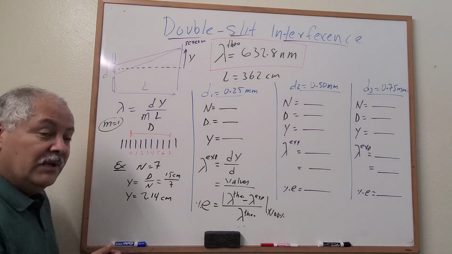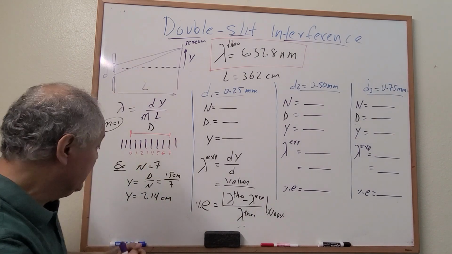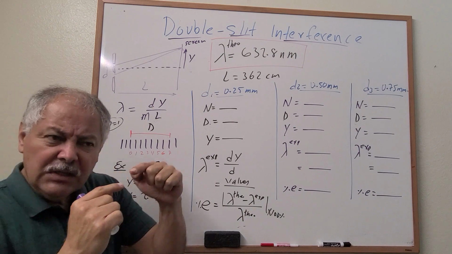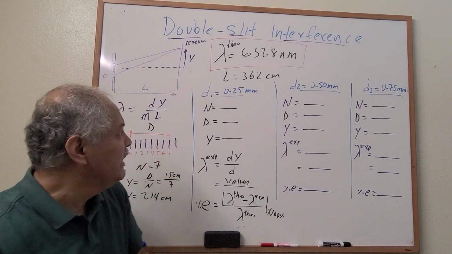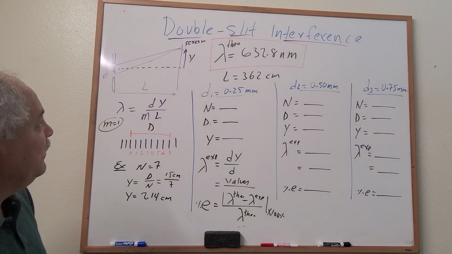So y, the distance between two fringes, is going to be 2.14. If we're looking for the distance between two fringes, like in this case, m is going to be equal to 1 in this formula. Perfect.